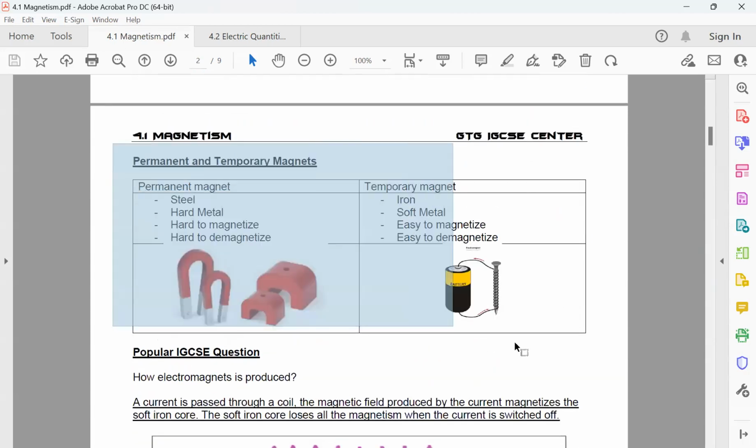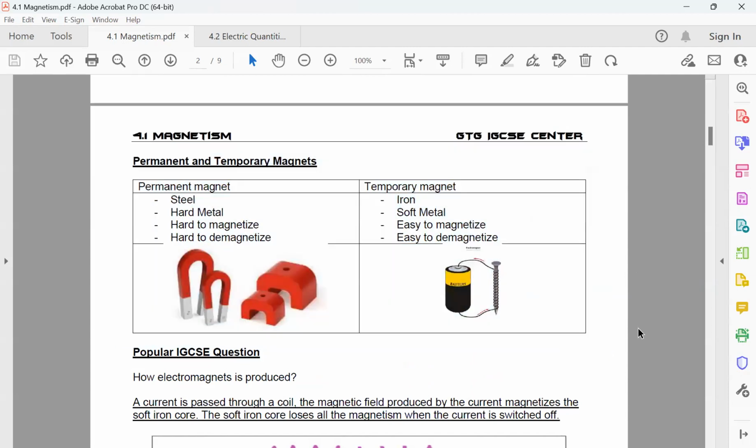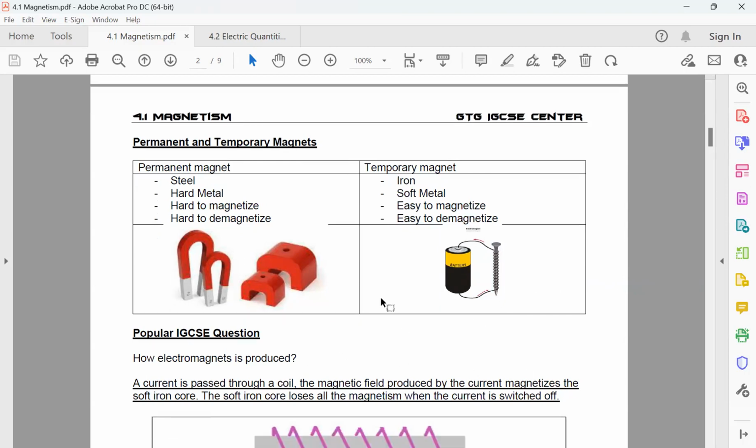Then after that, I also talked about this part here. Very important, guys. The difference between permanent and temporary magnets is just that one is made of steel and one is made of iron. Hard to magnetize, hard to demagnetize for steel. That's why they retain their magnetism over a long period of time. Whereas for iron, it's easy to magnetize and easy to demagnetize. So they do not retain their magnetism.